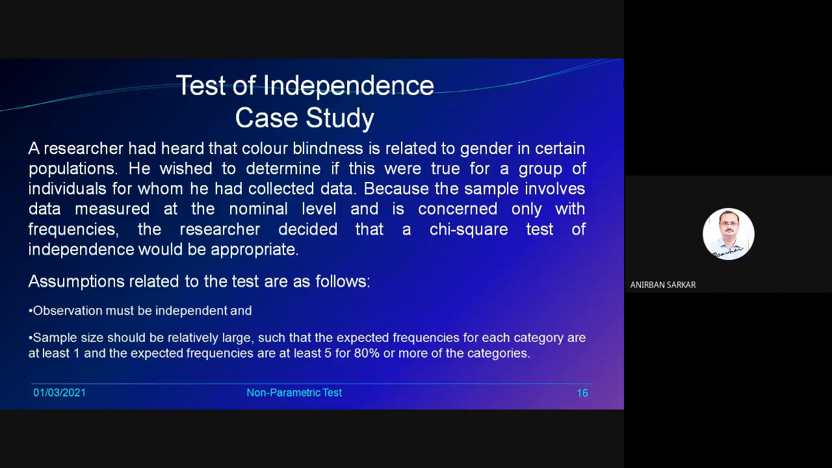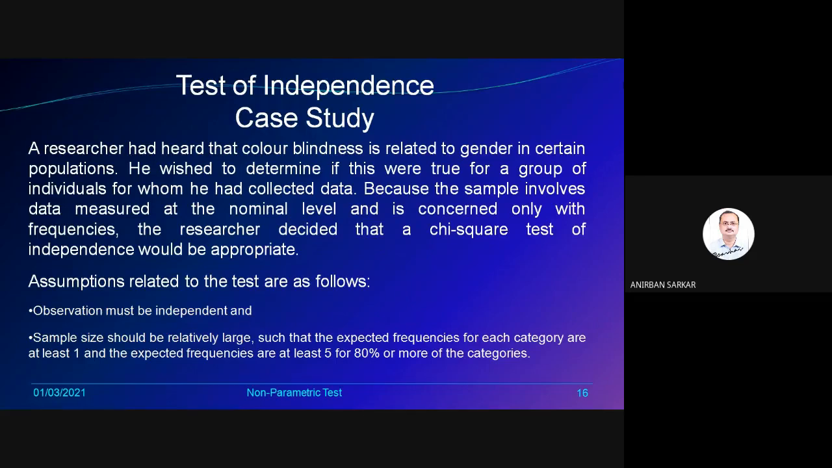So you understand here that we are trying to apply the test of independence, and basically it should be applied when you have two categorical variables and you want to check whether they are independent or not, whether they are related or not, whether they are unrelated. So in order to check that, you have to apply this chi-square test of independence. And basically the observations should be independent of each other, and the sample size for each category should be at least 1, and the expected frequencies should be at least 5.